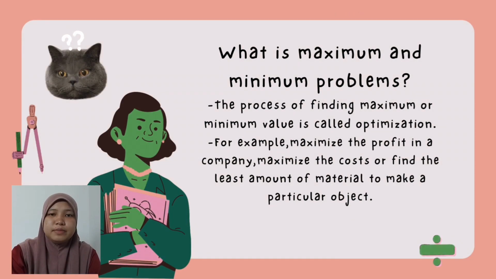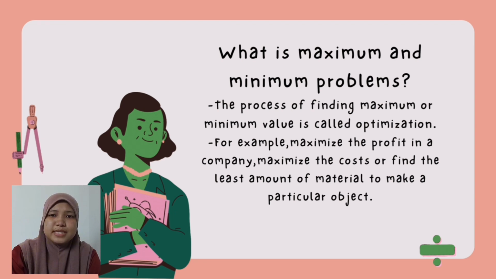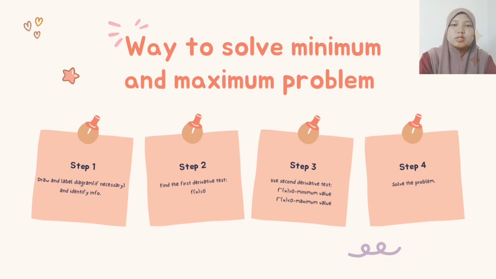What is maximum and minimum problems? Maximum and minimum problem is the process of finding maximum or minimum value is called optimization. For example, maximize the profit in a company, maximize the cost, or find the least amount of material to make a particular object. How to solve maximum and minimum problems?